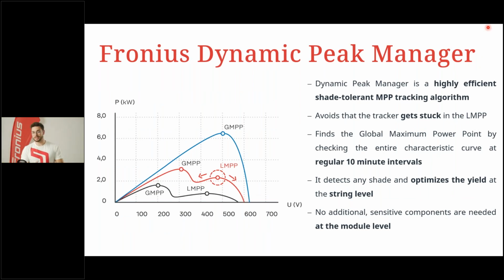And yeah, now it's time for the Fronius inbuilt solution for that matter. It's the dynamic peak manager. And as we have heard, it's the same thing. We have an algorithm, which is a highly efficient tracking algorithm that is checking the entire power curve for the global maximum power point. So let me explain a little bit what the global maximum power point is.